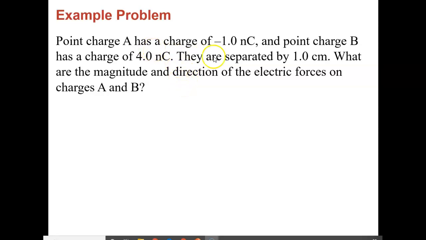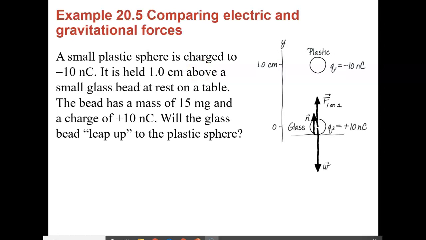So point A has a charge of 1 nanocoulomb and point B has a charge of 4 nanocoulombs. They are separated by a meter. So hopefully you can see that they're opposite charges, so there's going to be an attractive force. The force is going to be a negative force. And you have to convert from nanocoulombs to coulombs.